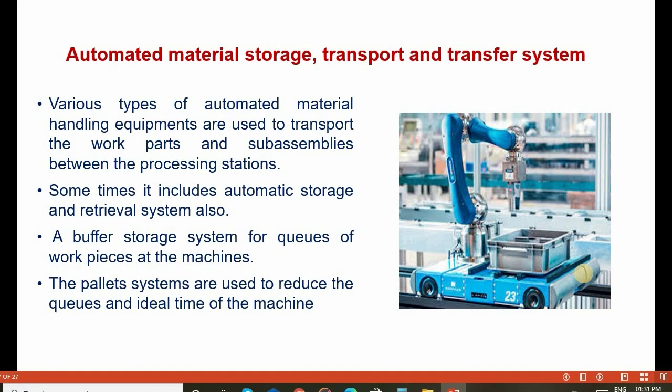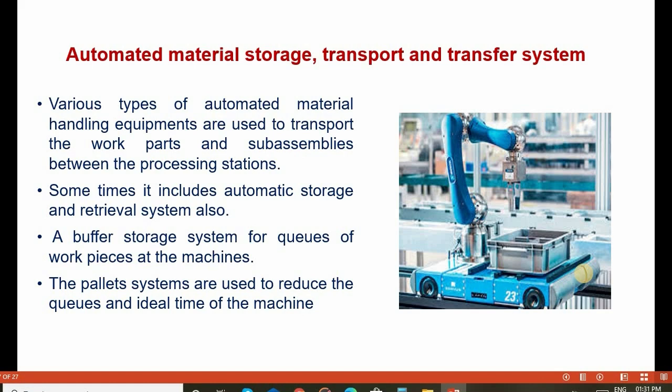The work parts and sub-assemblies of various components and machines are automatically transferred from one station to another with the help of automated material handling equipment. Sometimes it also includes an automatic storage and retrieval system. Most of the time, the system itself has an automated storage and retrieval system. Whenever materials, components, or parts are required, they are stored or automatically retrieved from the system.